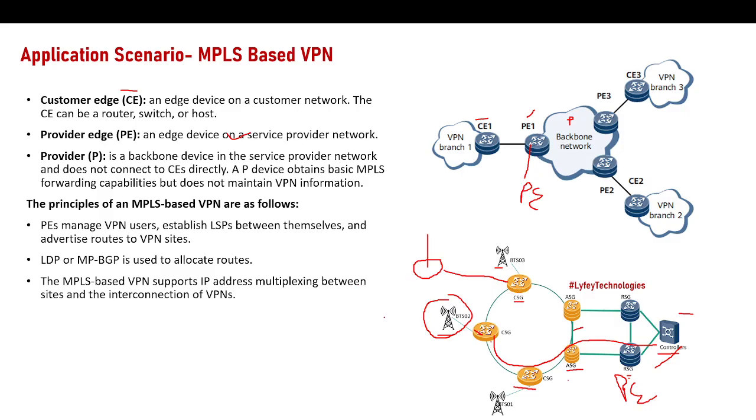And remember the function of this provider edge. These are the ones that are maintaining the VPN routes. And these devices, we are calling them the provider edge. So in a typical IPRAN network, all these CSGs in the MPLS network will be acting as provider edge devices.